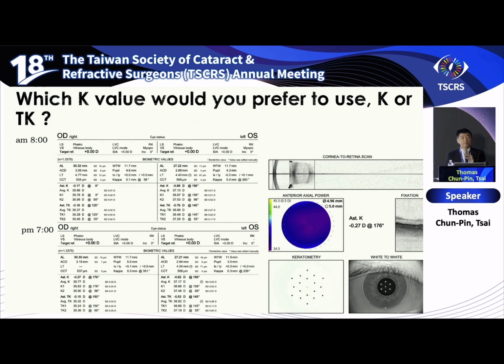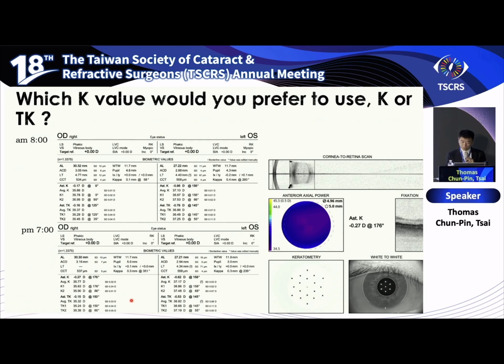We can see the total K and the K, and the total K value is flatter, which means it is not like the usual RK patients. It is a little like a patient with LASIK, where the posterior cornea curvature is steeper than in usual RK patients. So in such a patient, the patient may have a hyperopic shift when they choose an intraocular lens. So in such a patient, we will target a more myopic refraction.